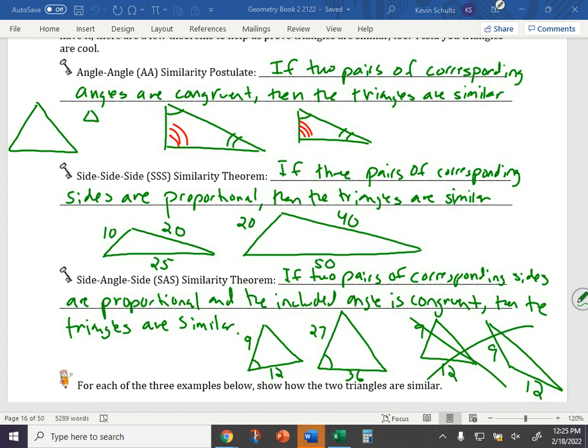Ready to practice? Yes. Is this so much more fun than doing retakes anyway?